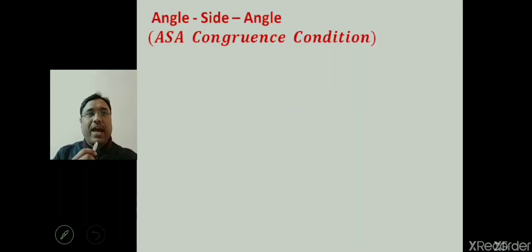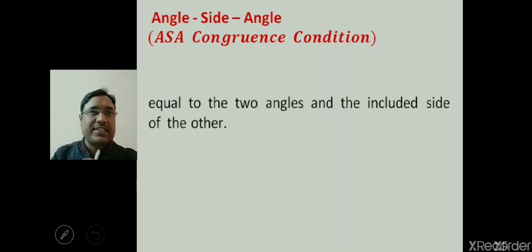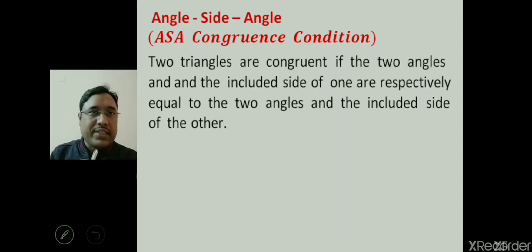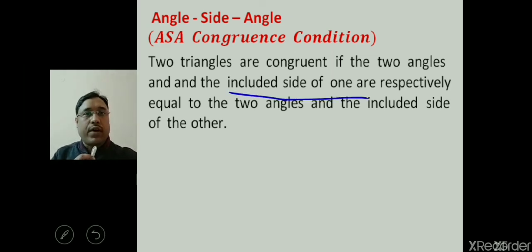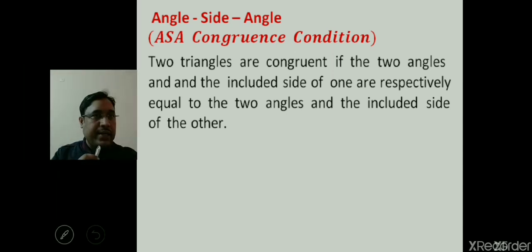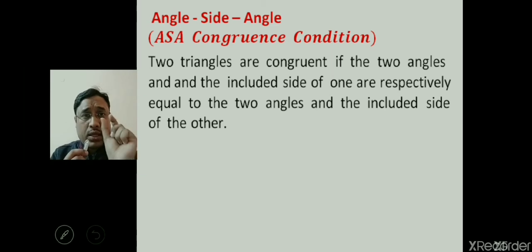Now you will see the angle side angle congruence condition. You can understand from here that two triangles are congruent if the two angles and the included side, that means the side is included between the two equal angles. The side is common between the two equal angles in both triangles. So two triangles are congruent if the two angles and the included side of one are respectively equal to the two angles and the included side of the other.